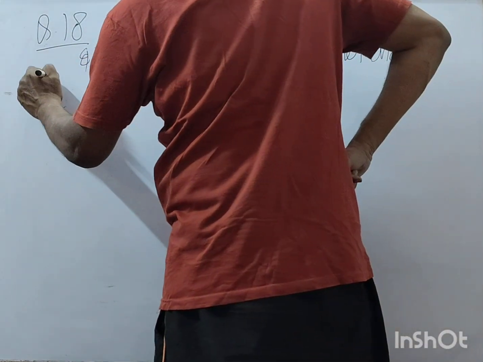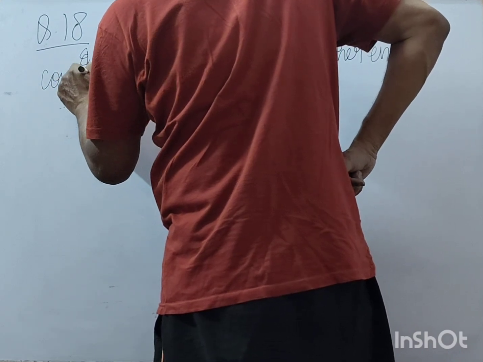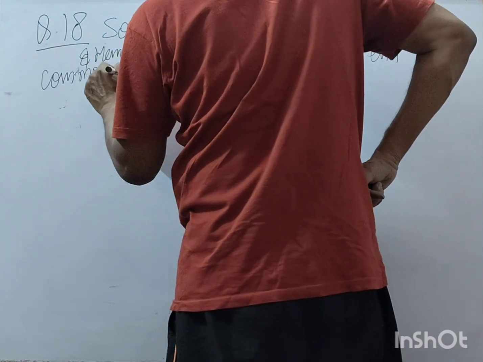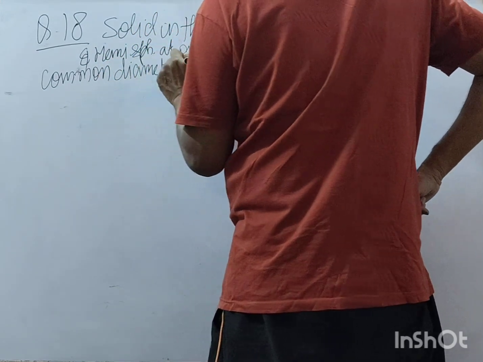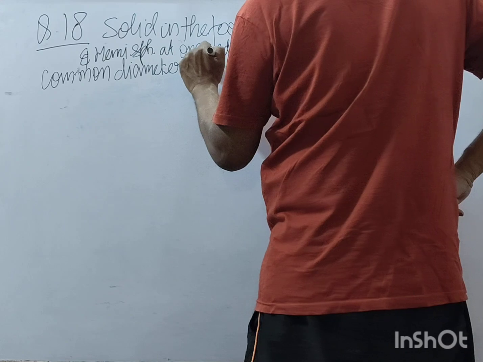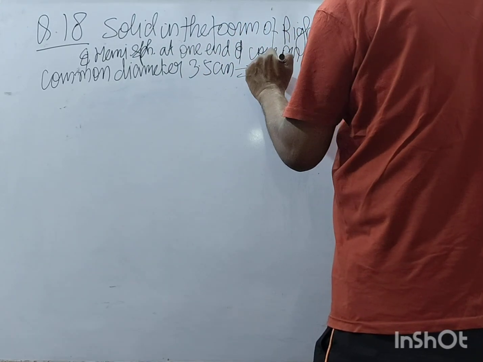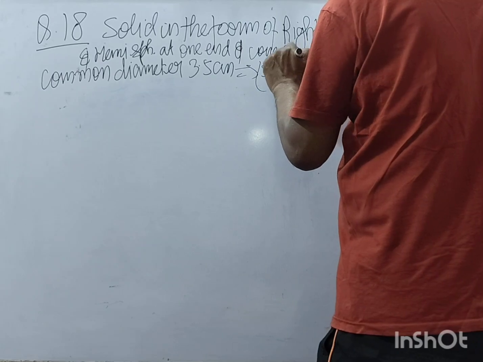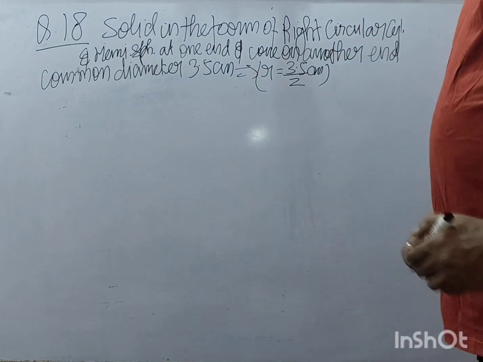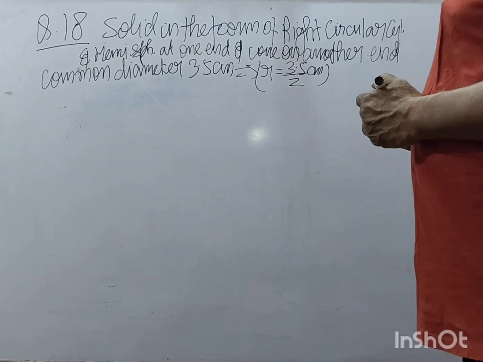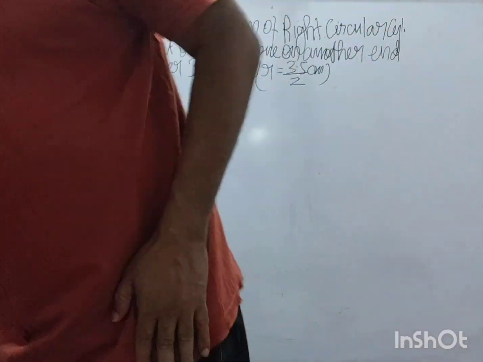Common diameter 3.5 centimeter. Therefore, radius is 3.5 by 2 centimeter. Now the height of the cylinder and conical portion are 10 centimeter and 6 centimeter. Okay.